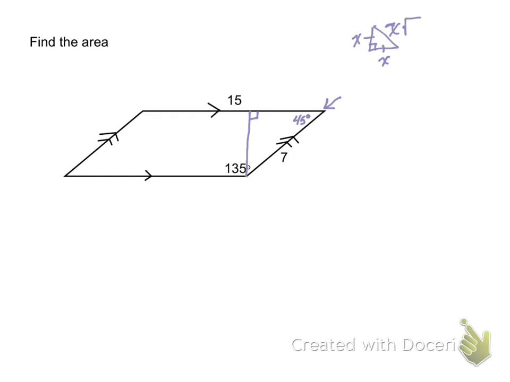So that means to get from x square root of 2 to x, we need to divide by the square root of 2. 7 divided by the square root of 2, we need to multiply like this, and we end up with 7 square root of 2 over 2. That means this side is 7 square root of 2 over 2. That means our height is also 7 square root of 2 over 2.